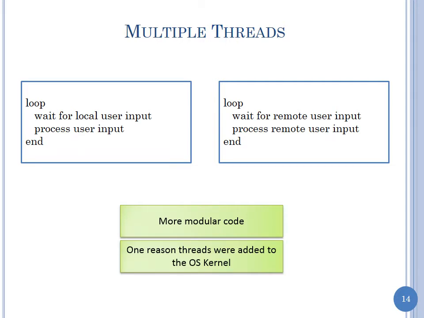And often, this is one of the reasons why threads were added to the OS kernel. Okay, so the OS kernels are supposed to provide threads, but OS kernels now even implement threads themselves. And threads are useful if you have a multiprocessor system, but even if you don't have a multiprocessor system, it makes the kernel more modular.